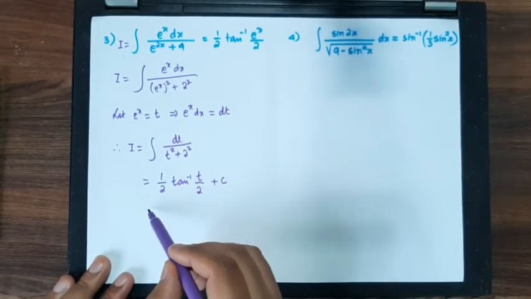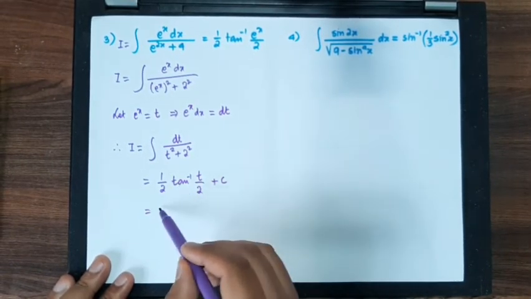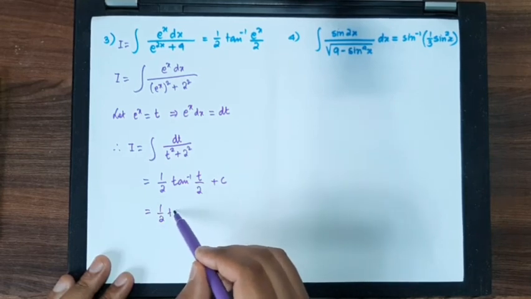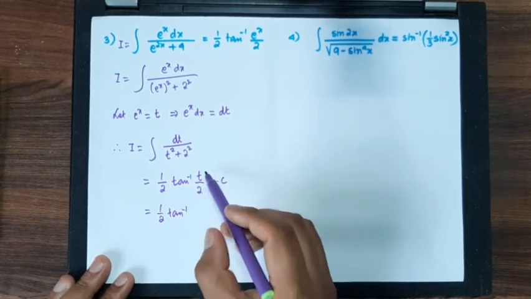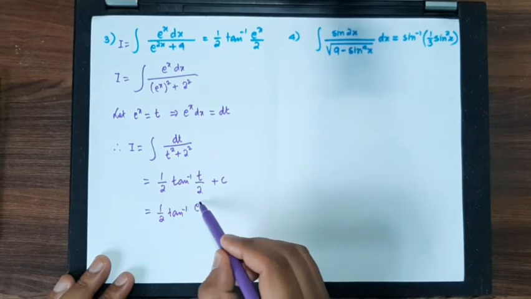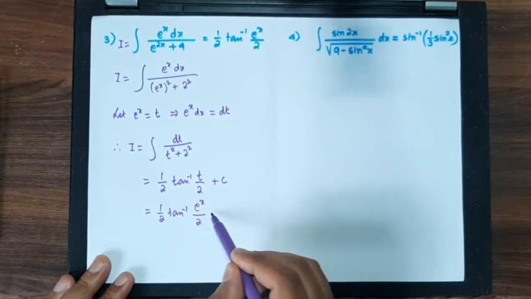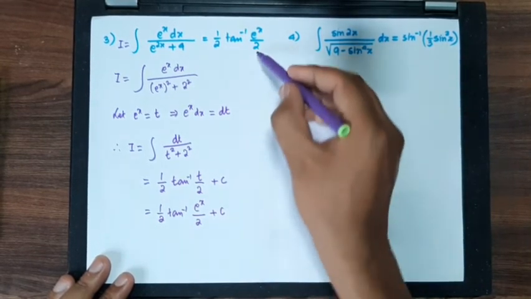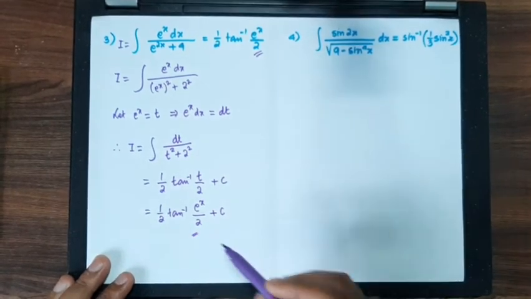Now let me resubstitute the value of t, that is half tan inverse. And how much is t? t is equal to e to the power x by 2, with constant of integration. So that's what we need to verify out here.